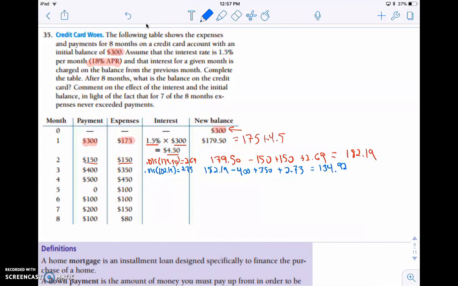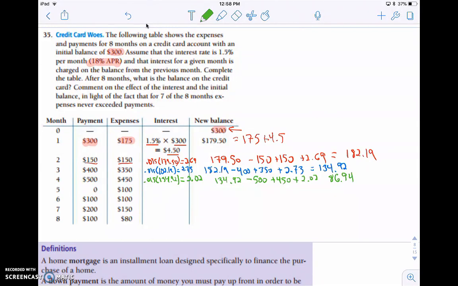We'll do one more here. We take 0.015 times 134.92, and we should get less interest because our principal is lower. So $2.02. For our new balance, we have 134.92, which is what we started at. We made a payment of $500, so we subtract $500, but then we charged an additional $450, and then we have to add on the $2.02, so we're down to $86.94.